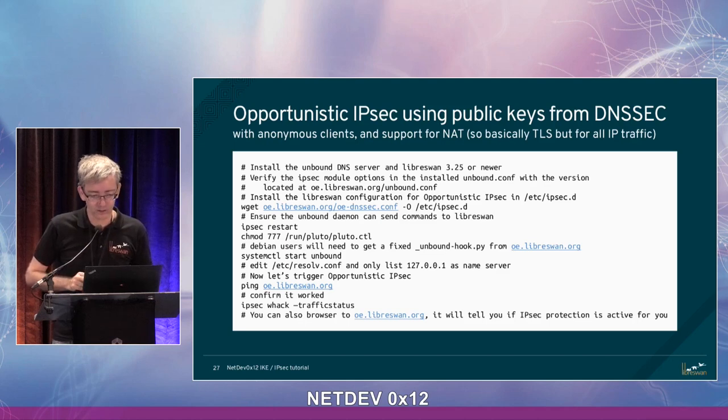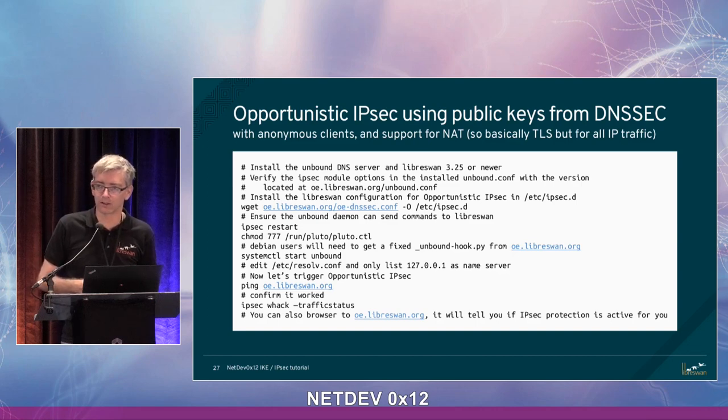and if you have Unbound, it's a DNS server that actually has hooks in it, so it has an IPsec module. So what we do is, when an application like Firefox looks up oe.libreswan.org, the Unbound DNS server gets the request. Instead of only asking for the A and quad A record, it will also ask for an IPsec key record. It will wait with returning the A records to the application until it knows what the answer is to the IPsec key record.